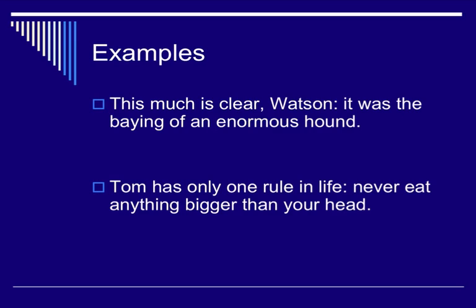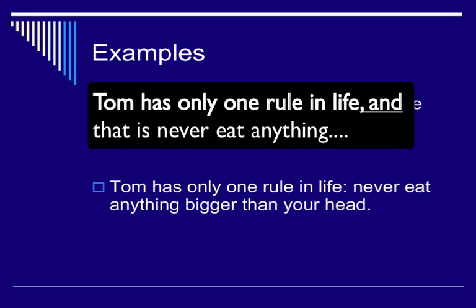But again, we have to be careful that we're not creating run-on situations where you say something like, Tom has only one rule in life, and that is never eat anything bigger than your head. When you add those extra words of, and that is, then you have to use the wonder twins. You have to use that comma and a conjunction to combine those. But if you just want to use the second to further explain the first one, you can get away with using a colon. That is okay.